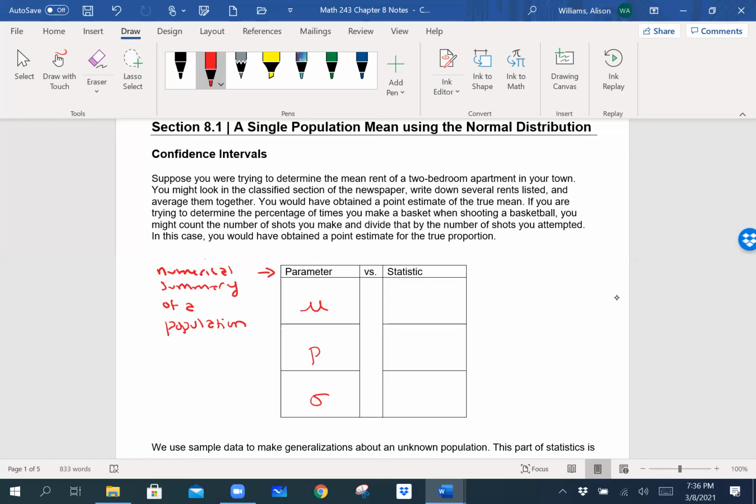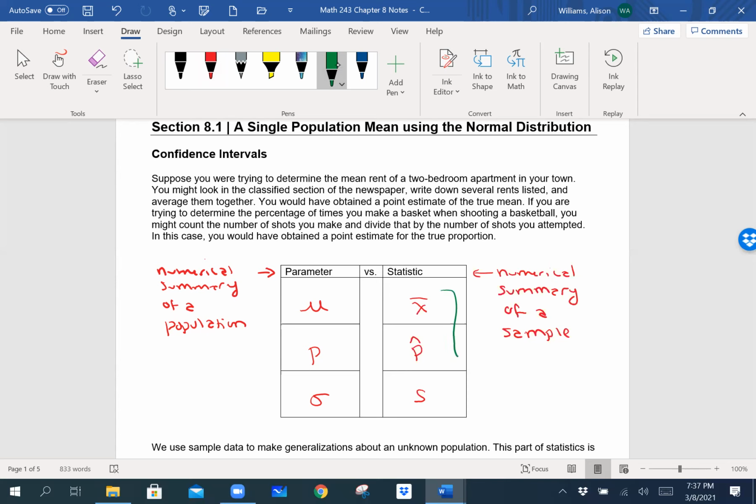Now, the statistic, that is the numerical summary of the sample. So it's the sample's equivalent to the population. So you know that when we're estimating a sample mean, we use X bar. When we do proportion, we will be using the symbol P hat. So it's P with the little symbol over the top. And then instead of sigma, when we're talking about standard deviation, we use S when we're talking about a sample. So what we do is we often use these as a way of estimating the actual population parameter.